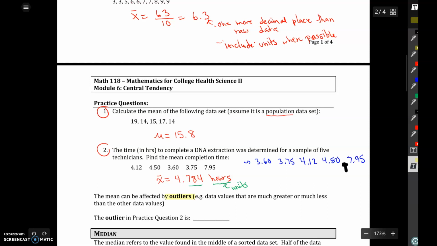An outlier is a data value that's a lot higher or lower than the rest of the values in our particular set. So 7.95 was a much higher value compared to the other values in the data set, and that pulls the mean higher than what we'd expect. If you have any questions about this, don't hesitate to talk to your instructor. In the next video we'll go over median and mode, and look at, again, choosing between our different measures of central tendency.